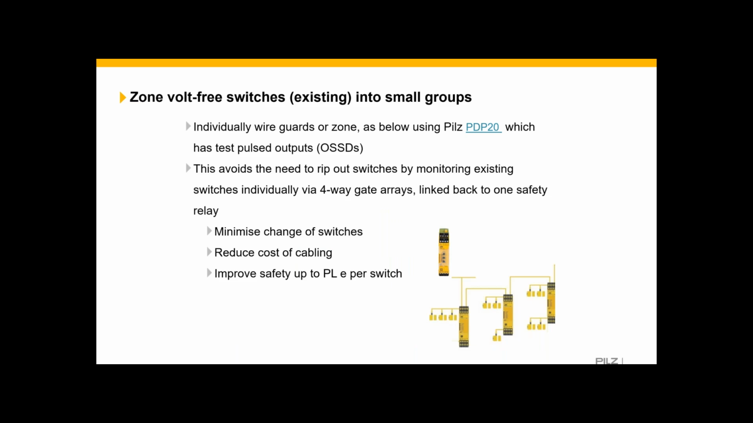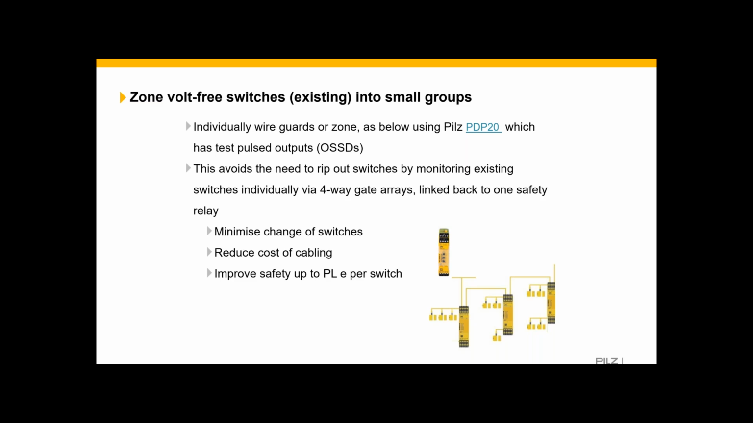We can also wire guards or zones as below using a PDP-20 module, which has test pulse outputs. This avoids the need to rip out any existing fault-free switches, by monitoring the existing switches individually via a 4-way gang array, and that links back to one safety relay. So this minimizes changes to switches on site, reduces your costs of cabling, and it can improve the safety potentially up to PLE per switch.